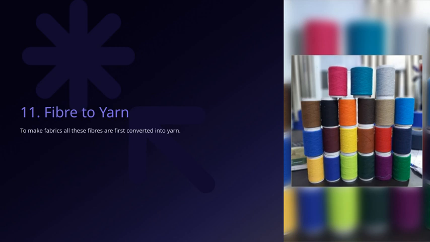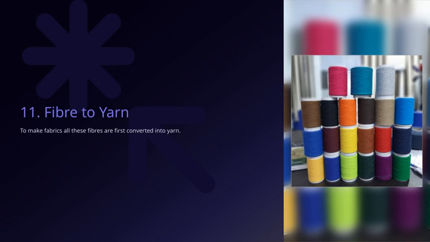This process is crucial because yarn acts as the basic building block for weaving or knitting fabrics. To put it simply, fibers are first spun or twisted together to form a continuous strand, which we call yarn. This process helps align the fibers and gives the material strength and flexibility. Understanding this step is key because it connects the raw material stage to the fabric creation stage.